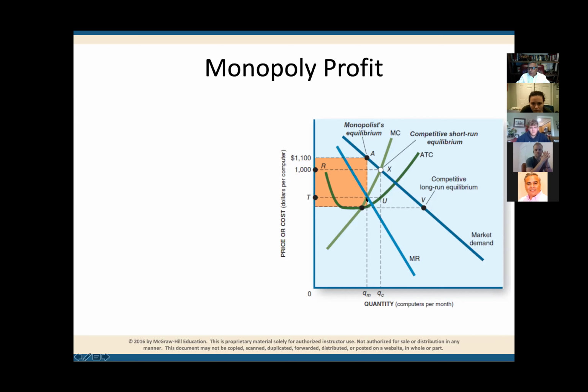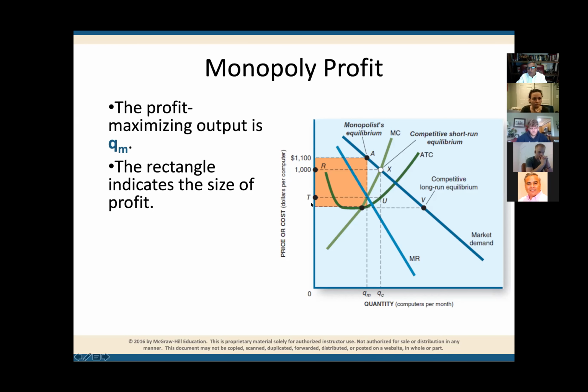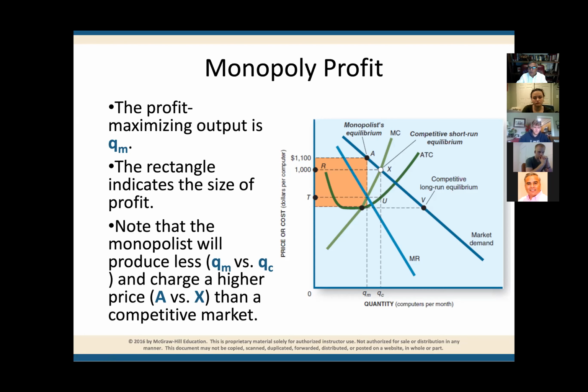What price are they going to charge? As much as consumers are willing to pay, which would be $1,100. Is this company making money or losing money? Well, the average total cost is only somewhere right here. So yeah, they're making a lot of money because the price is higher than the average total cost of production. So this rectangle indicates the size of the profits. So as you can see, a monopoly always produces less than what consumers want.